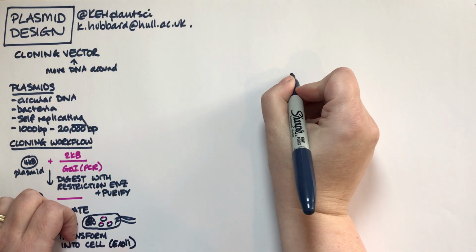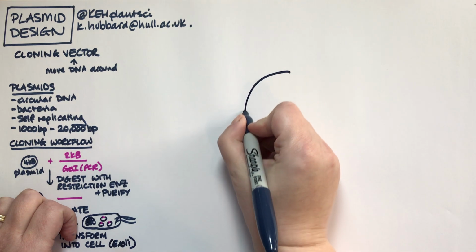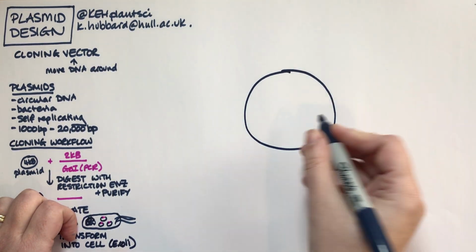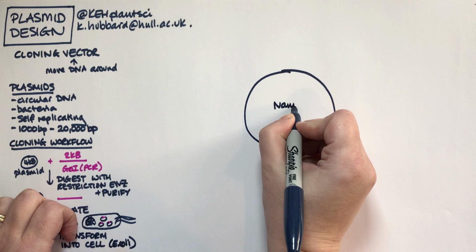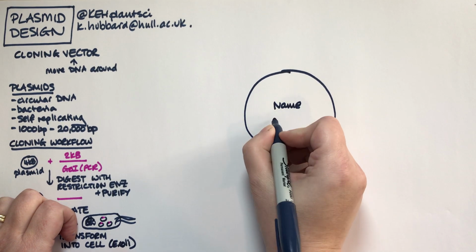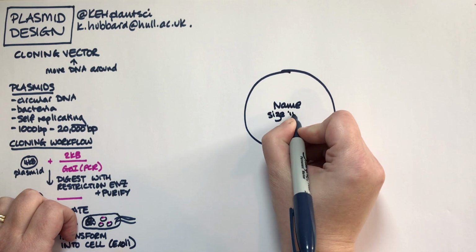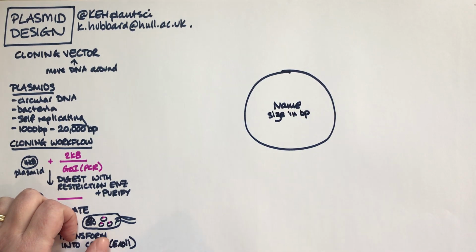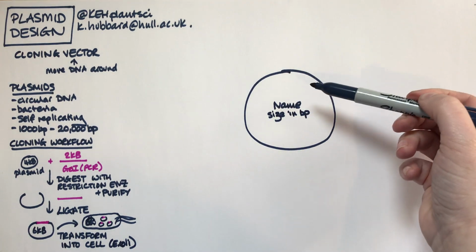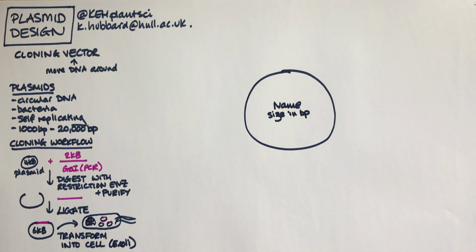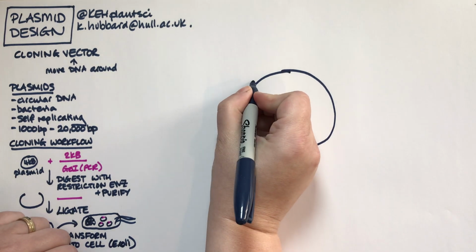So let's have a think about what's in the plasmid that allows this to happen. We always draw plasmids as a circle, and in the middle you'll have the name of the plasmid, and you'll usually have the size in base pairs or in kilobases. Nearly all plasmid maps you'll see have the name of the plasmid and its total size, because its total size is quite a useful piece of information.